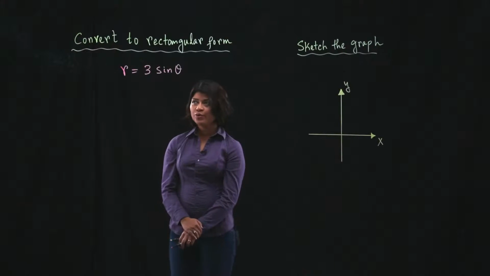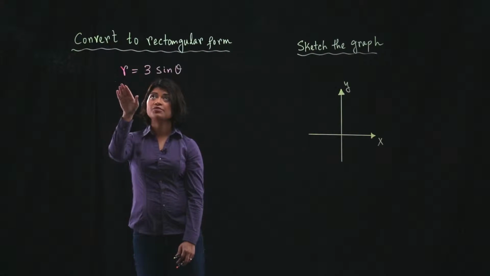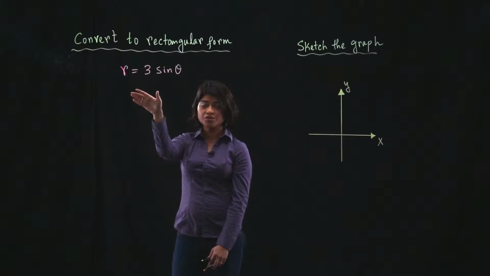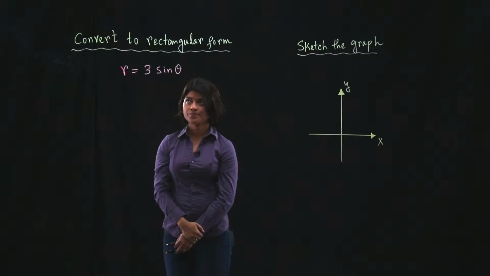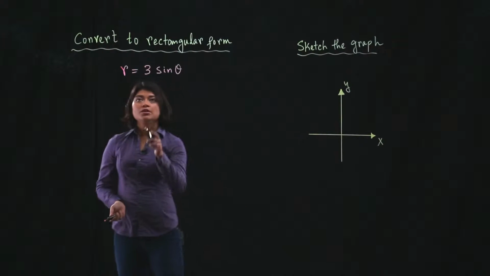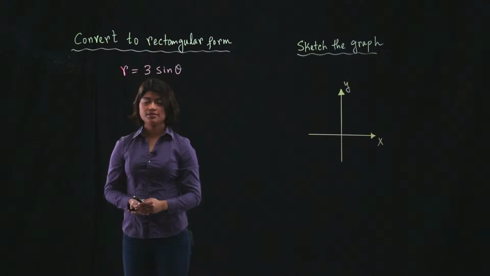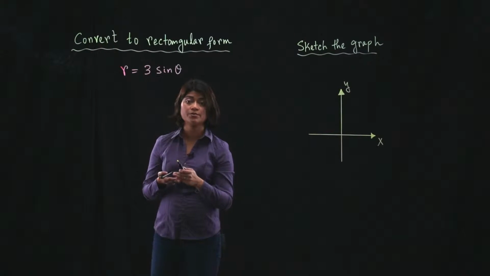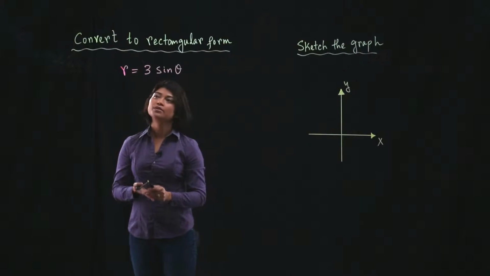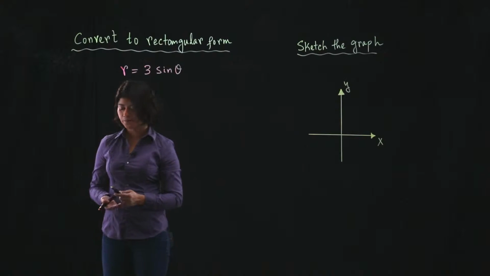Hello, I'm Papia. In this problem, we have this polar equation that's given to us. We have to convert the polar equation to a rectangular equation, and then we have to sketch its graph. So, notice that in polar form, we have the variables r and theta. We have to change it to rectangular form where we use the variables x and y. So first recall what is the relationship between all these variables.